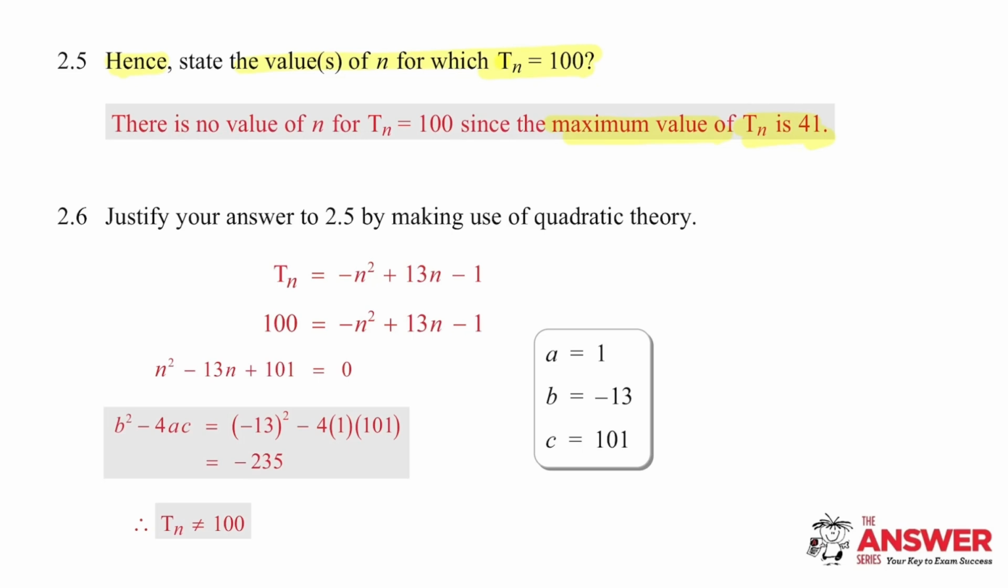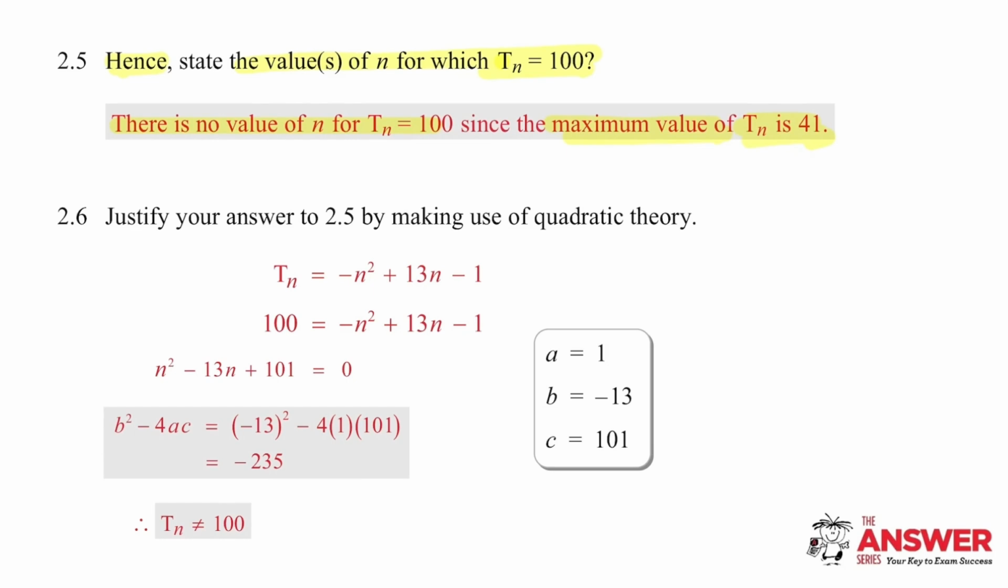Well, they can ask us, but we can't answer because there is no such value. So the correct solution here is there is no value of n for which Tn will be 100. And the justification is simply explaining that the maximum is 41.